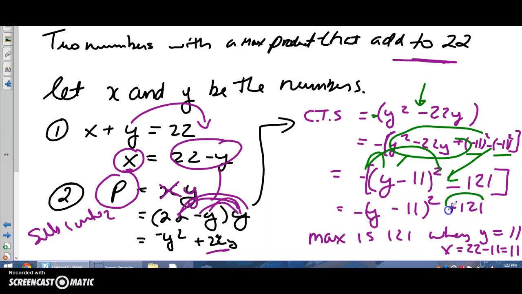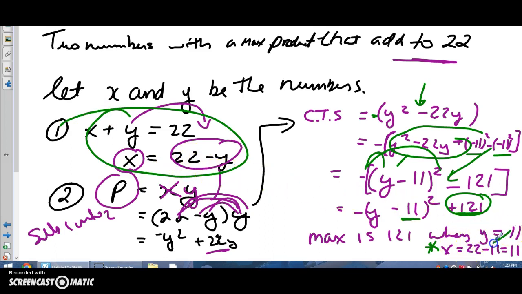So my maximum is this here. This is my vertex, or my maximum is 121. And my answer is that y is 11 when I get a product of 121. The only last thing I have to do is prove that x is also 11. I go back to this statement here, that x is equal to 22 minus y. So I put in y is equal to 11 here, and I find that that's in fact the case. Then you want to state that and say max is 121 when x and y are both equal to 11.